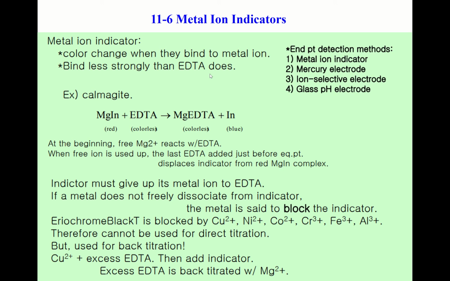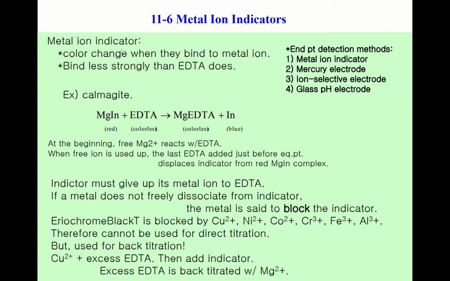There are many metal ion indicators. The principle is that when these indicators make a complex with the metal ions, the color changes. Before complexation, the color is different from after the metal ion complexation. And when EDTA solution is added, EDTA takes all the metal ions from the metal indicator complexes. Okay, that is the principle.